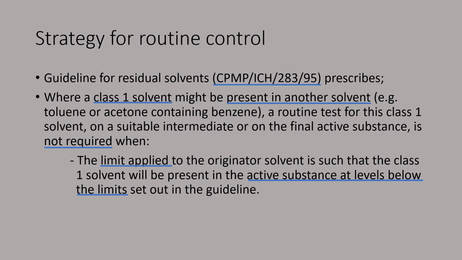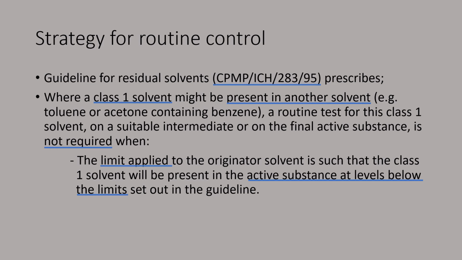Let us see this example. If there is a solvent that has a raw material source of class 1 solvent used, it is necessary to screen for the particular class 1 solvent in the final product. However, there is a flexibility. If the potential residue of the solvent is less than the level prescribed in the permitted limit, it is not necessary to screen the final product for that particular class 1 solvent. To make it clear, let us see how it works.